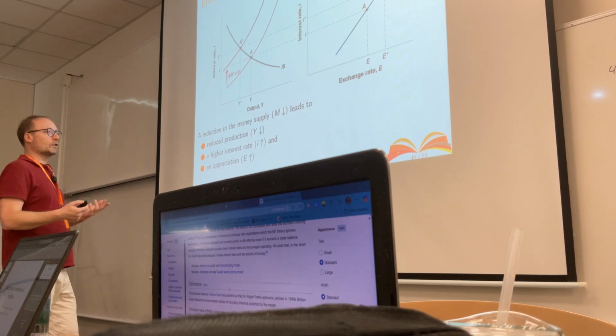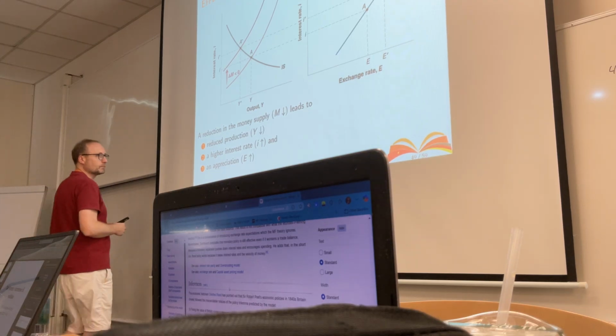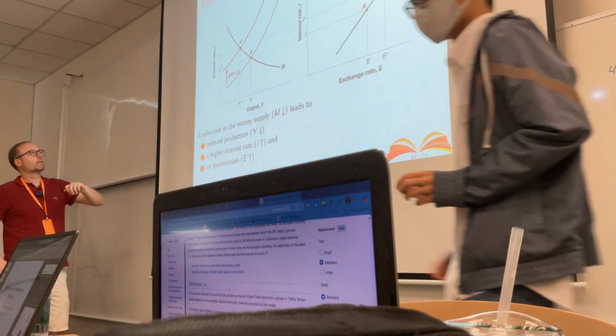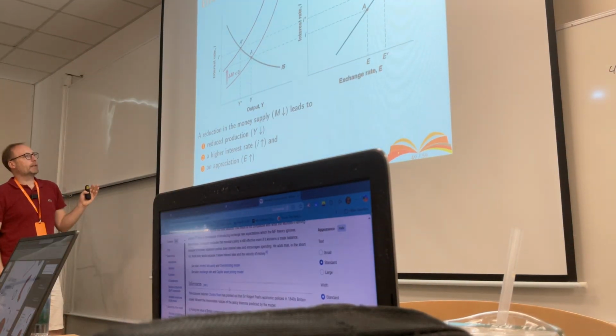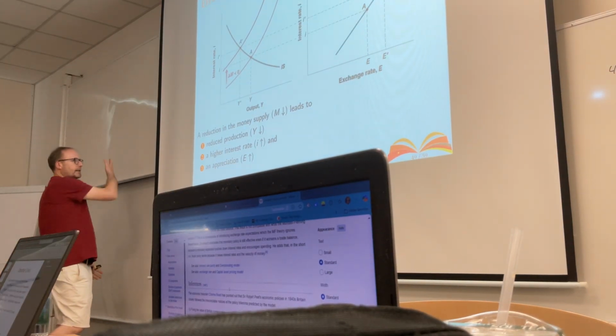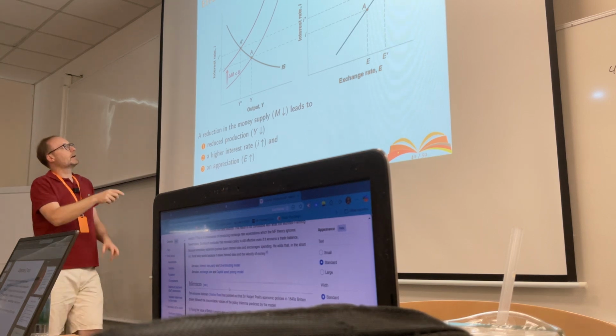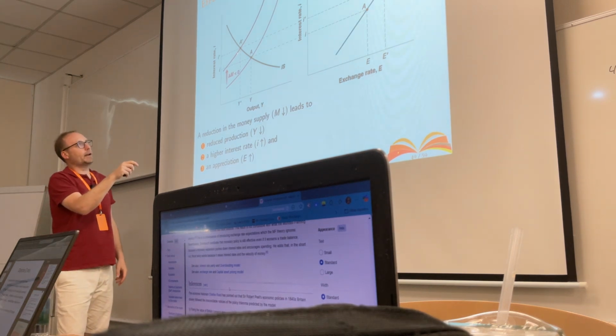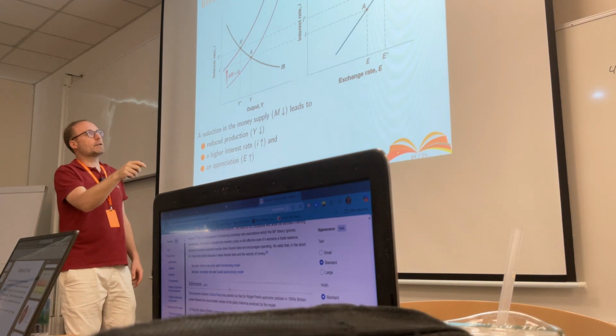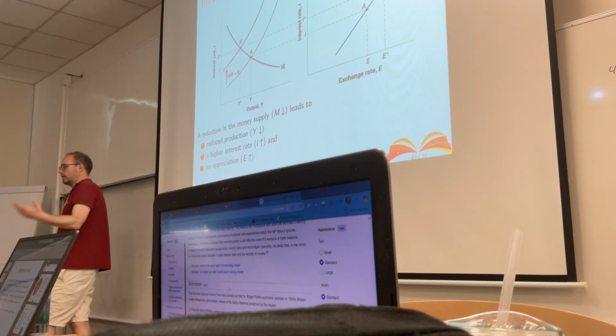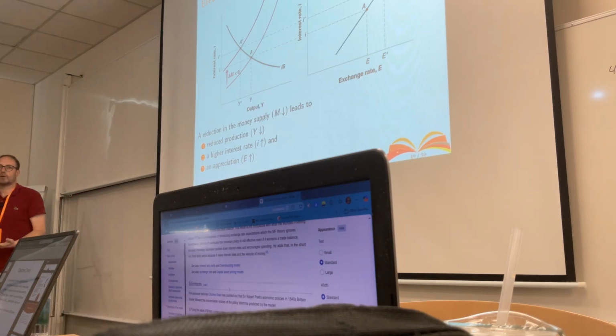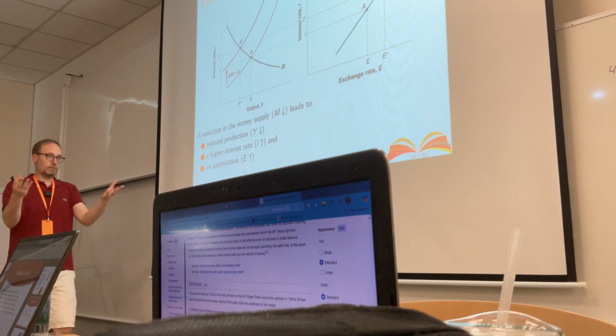Okay, contractionary monetary policy. If we reduce the money supply, we know this is going to have the liquidity effect. It's going to increase the interest rate. An increase in the interest rate, the interest rate parity condition means investments in our country are more attractive. People are going to want to take advantage of them.